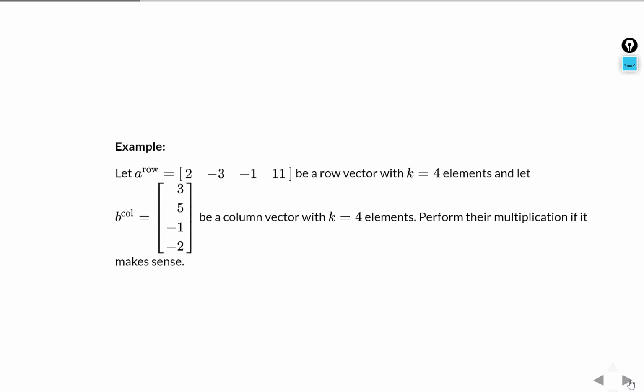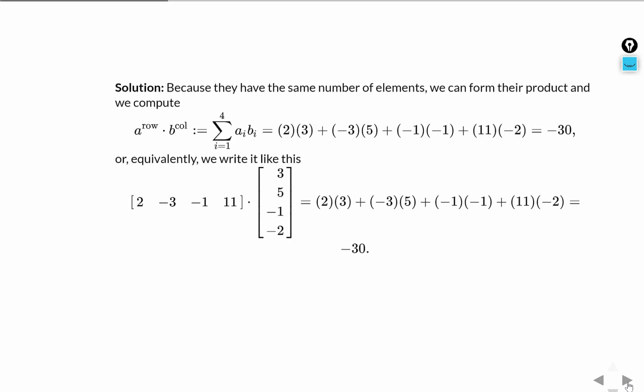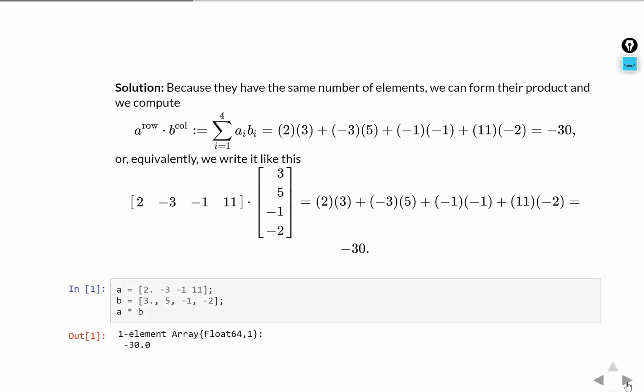Here's an example. A is a 1 by 4 row vector and B is a 4 by 1 column vector. Because they have the same number of elements, the product is defined and we can compute it using either notation that you prefer. We can also try this in Julia to confirm our hand calculation result. Notice that A is defined as a row vector and B is defined as a column vector.